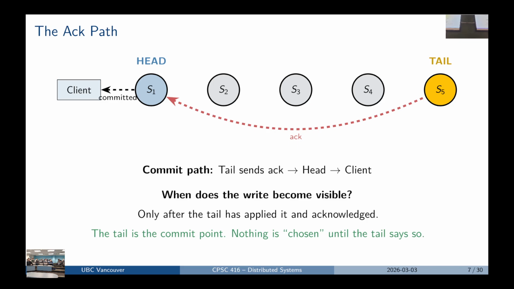Until the tail acknowledges it back to the head, that put is not committed. The client doesn't get a return from the put request. Now the client gets a return for the put request. Anybody else who asks for this value is going to see the value that the client put in there. But while it was in those intermediate states, what does the client see? I mean, the correct thing is it sees the old value. It doesn't see the new value because the new value hasn't committed yet.